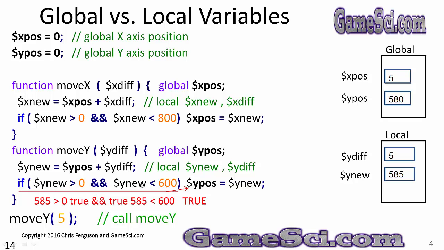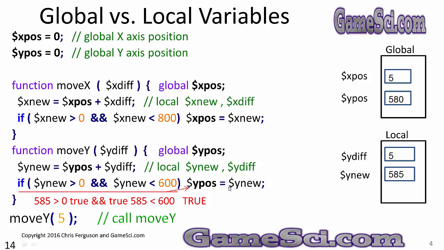Is y new less than 600? 585 is less than 600. Guess what? That is true too. This means I haven't gone off the top of the screen. This means I haven't gone off the bottom of the screen. This is a perfectly valid new position on the y-axis. In that case, since this if statement is true, I'm going to execute the code.